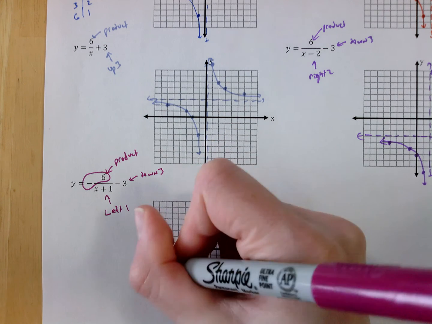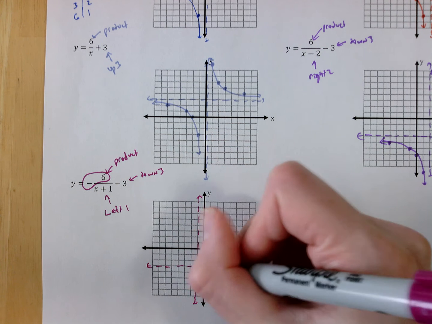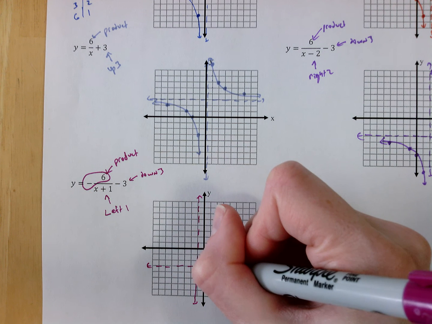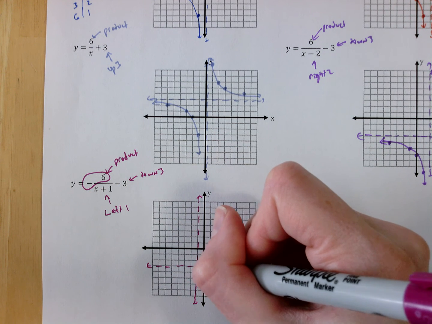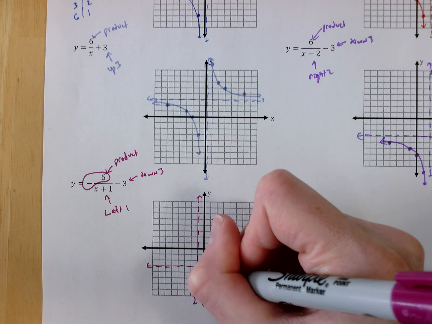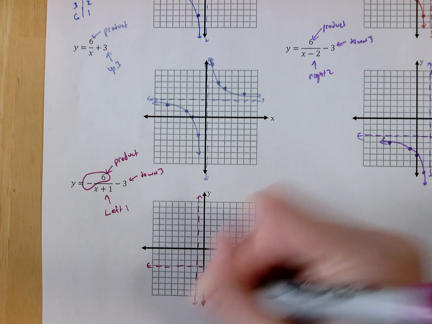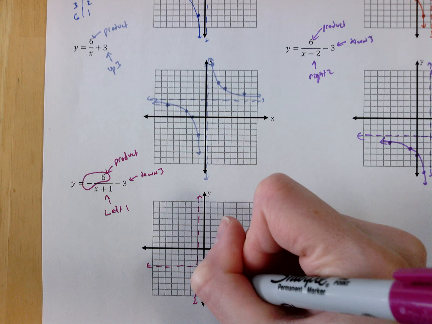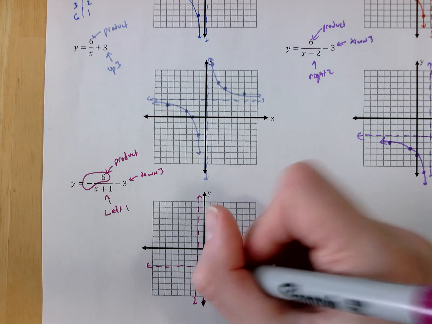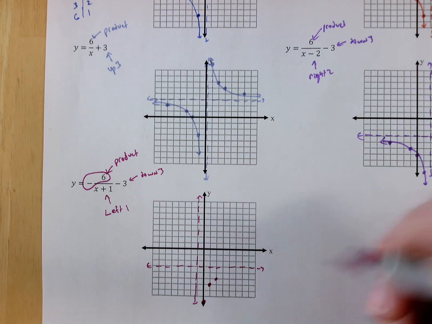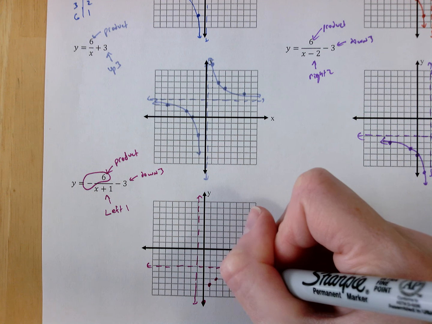Okay, so now I want things that multiply to negative 6. So when I go over 1, 1 times negative 6 would be negative 6. So I'm going to go over 1 and down 6. Right? I'll go over 2 and down 3 because 2 times negative 3. Right? Over 3 times negative 2. Over 6 times negative 1.